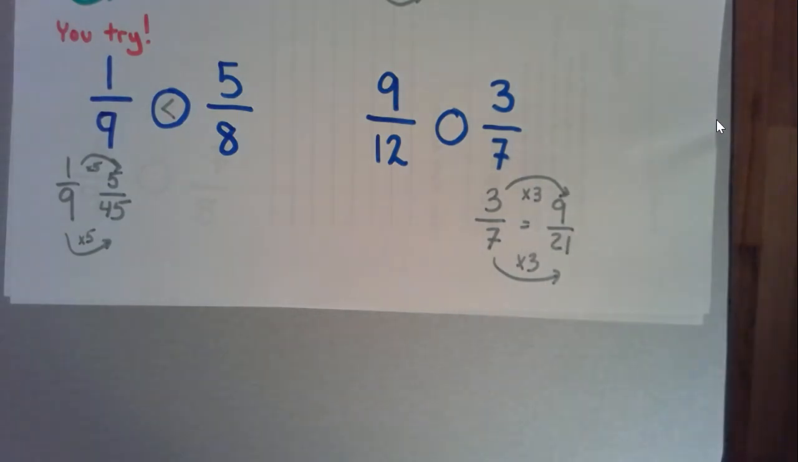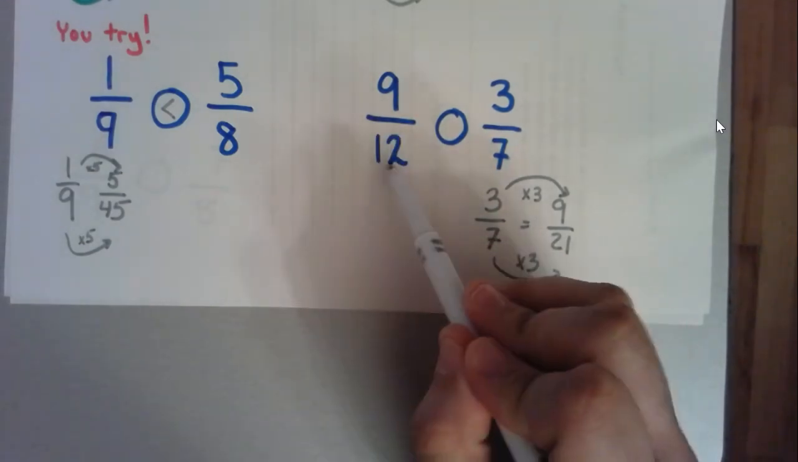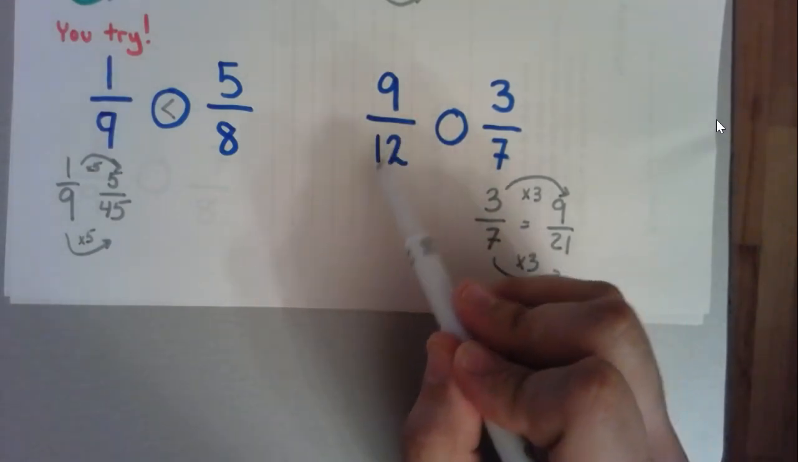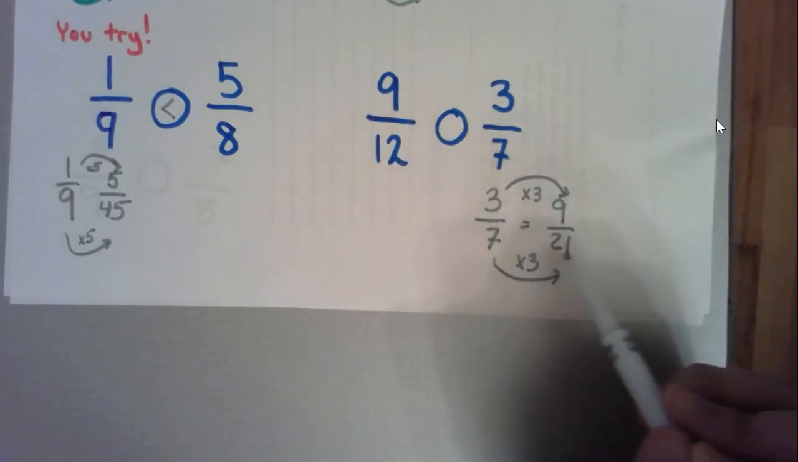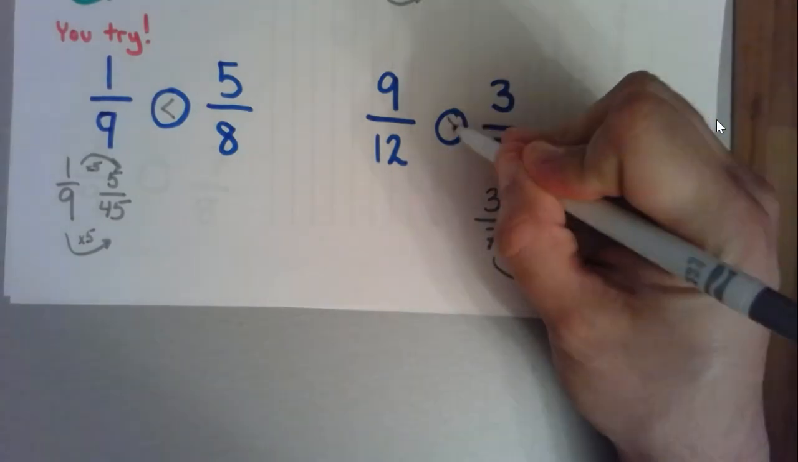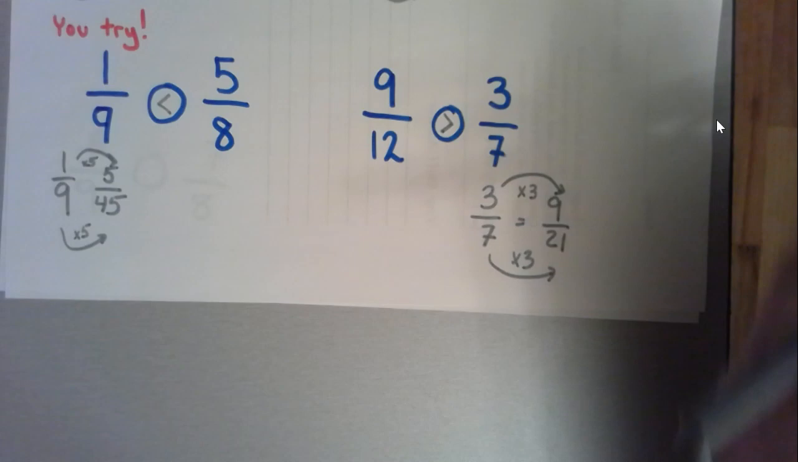I like to visualize those pizzas. That's something so many of us are familiar with. If I have a pizza cut into 12 slices, okay, they're not going to be super big, but those 12 slices are going to be way bigger than a pizza cut into 21 slices. So 9/12 is greater than 9/21. So 9/12 is greater than 3/7.